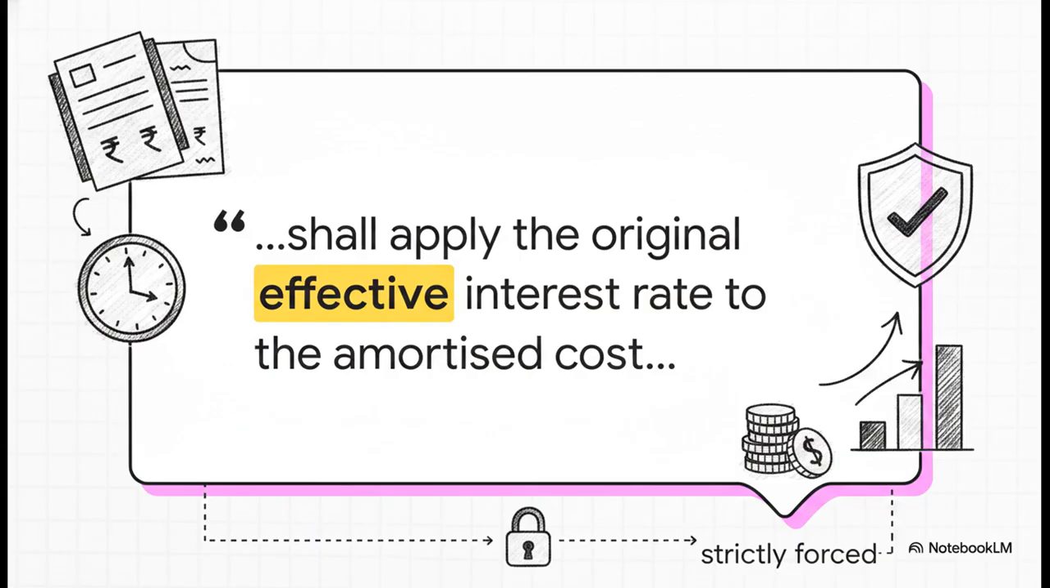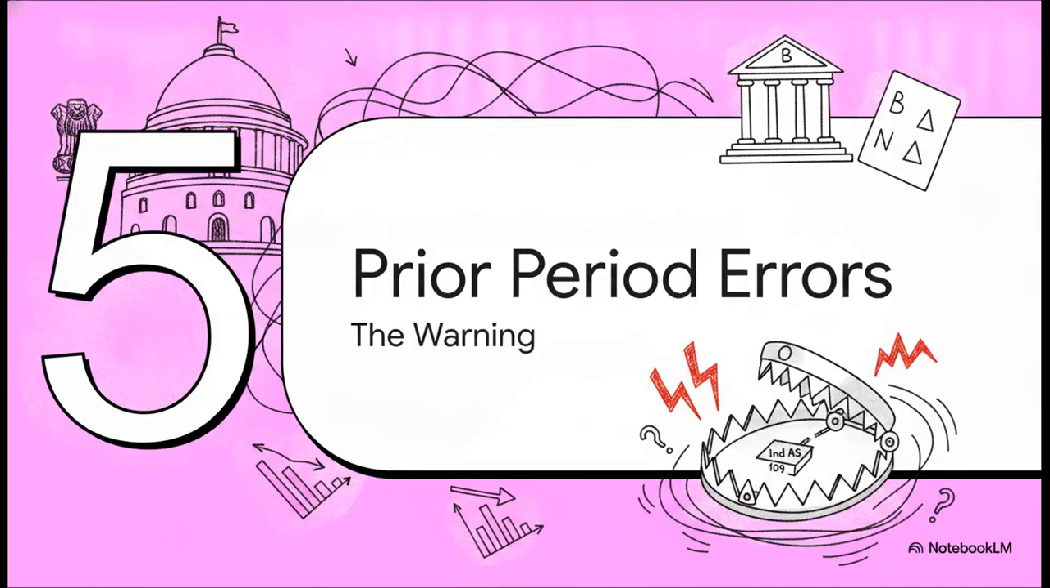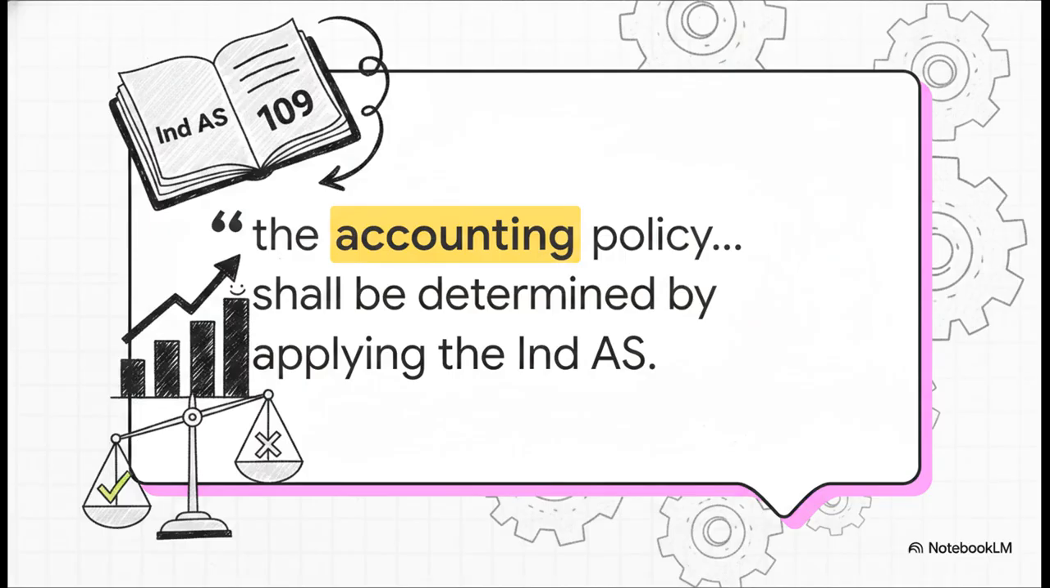This means that once this goes live, even the banks will be strictly forced to recognize this interest on credit-impaired loans. Section 5. Identifying prior period errors. The warning. This brings us to a massive warning for the industry. Non-compliant NBFCs are setting a huge trap for themselves right now.